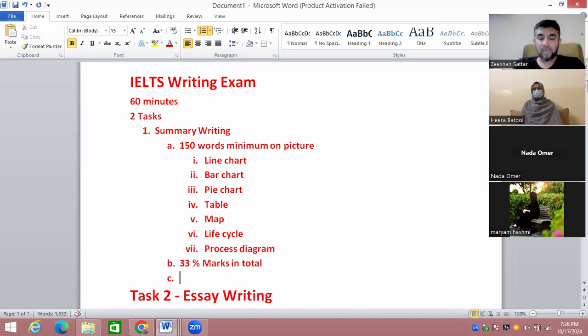and the time for summary writing is 20 out of 60 minutes in total for the IELTS writing exam. How much time? 20 minutes for summary out of the total 1 hour. If somebody is doing GT, general training, then his or her first task will be letter writing instead of summary writing, and again that letter writing will be for 20 minutes and will contribute 33% marks in total of the writing exam.